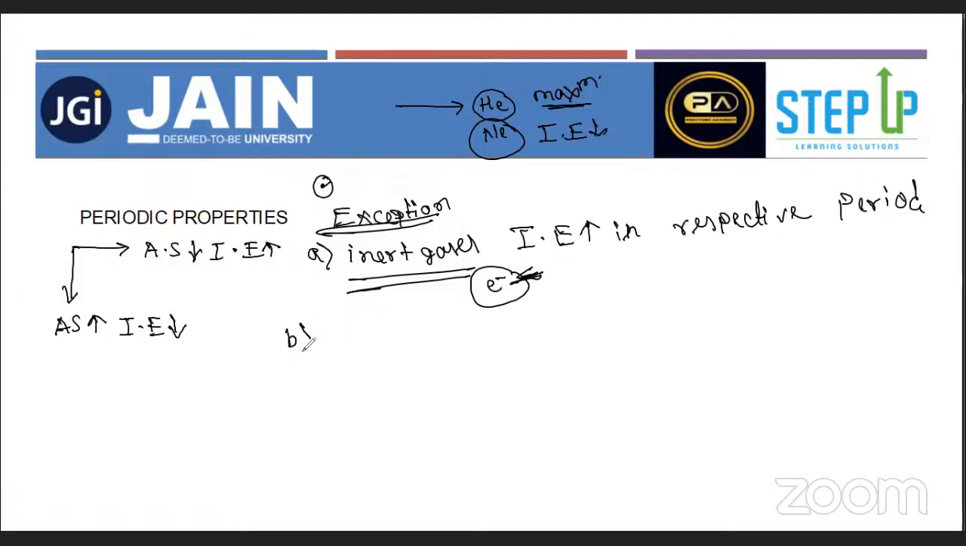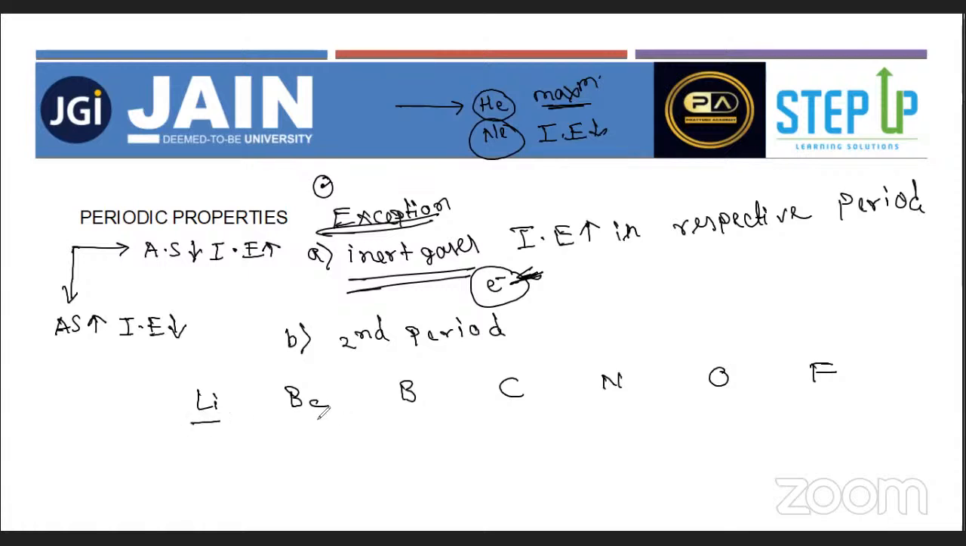That's the first thing. Second exception: now when I'm writing the second period elements, what are the elements present? We have lithium, beryllium, boron, carbon, nitrogen, oxygen, fluorine, and then the last is neon. Now, what is the normal trend? When I'm moving from left to right, size decreases, so ionization energy should increase.